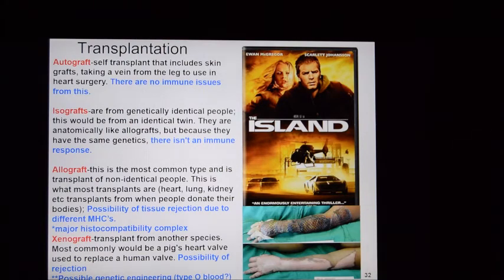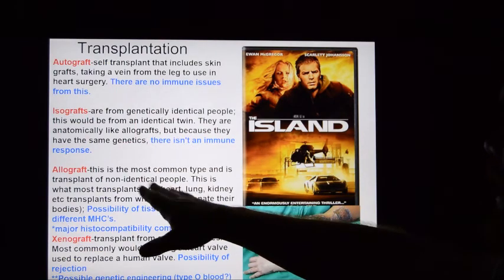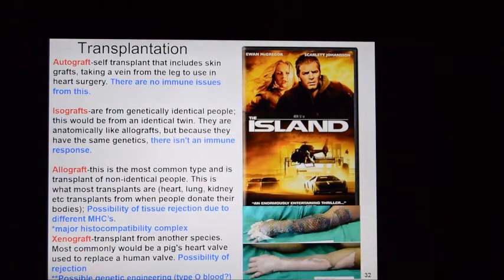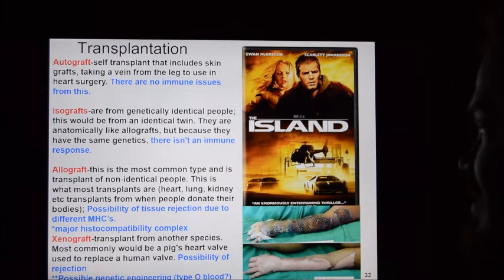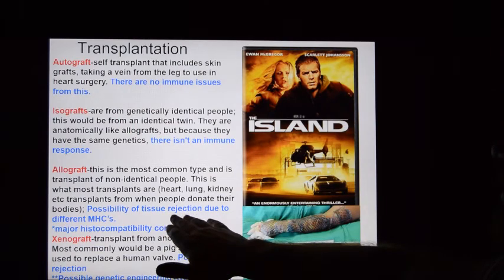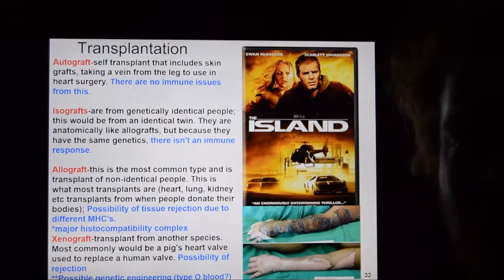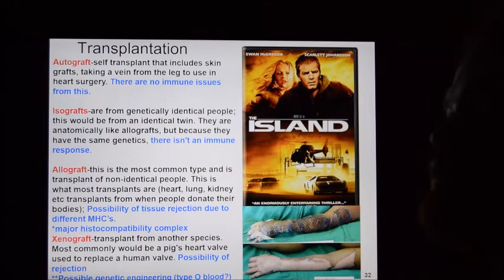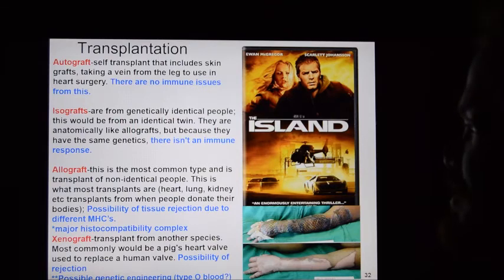Far more often what we see are allografts. Allografts are where we have people that are not genetically identical, but they're close, and we try to transplant one thing to another. So somebody has a major heart problem, and they have a heart transplant from someone else. They will try to get someone very similar for that heart transplant, but they're not going to be the same. So there's a possibility of tissue rejection because the MHCs are different. That major histocompatibility complex, you can match almost all of it, but with any minor nuance in the MHC between two people, there's a chance of rejection.